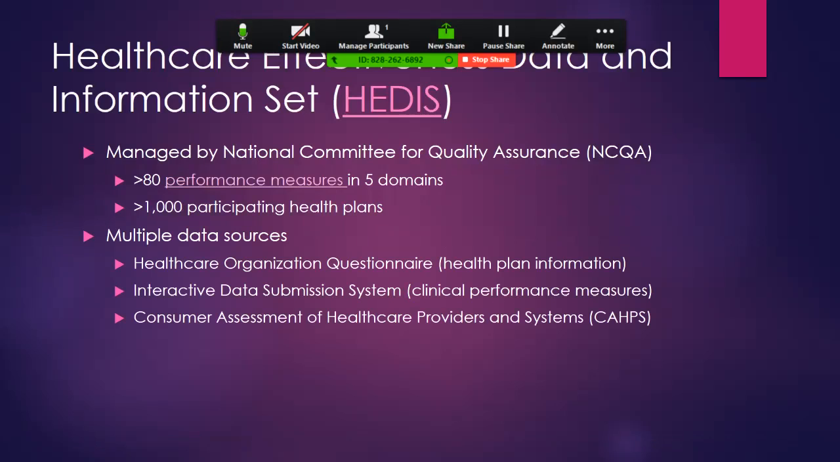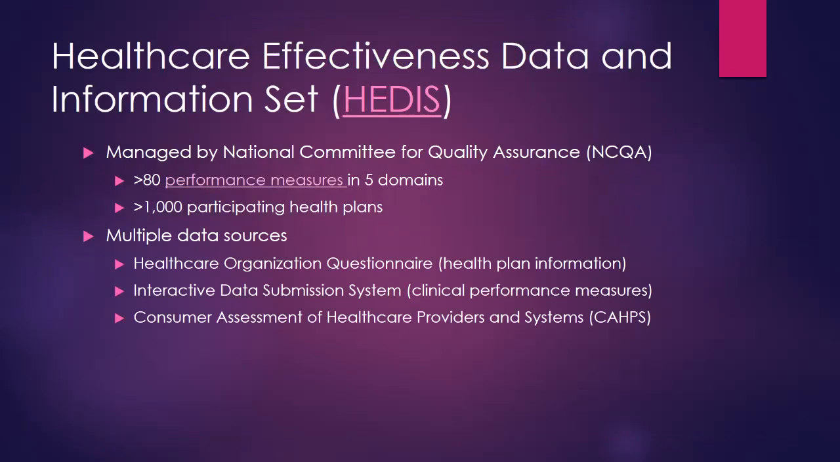So the first two listed here come from NCQA. They kind of collect these data. One is the Healthcare Organization Questionnaire. So this asks health plans to complete a questionnaire about themselves. So that gives us the information about what kind of plan they are and some of the basic characteristics.